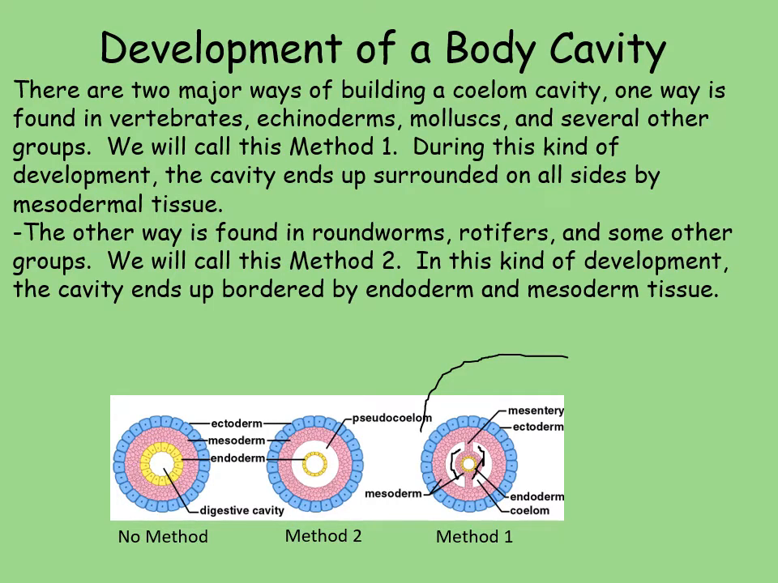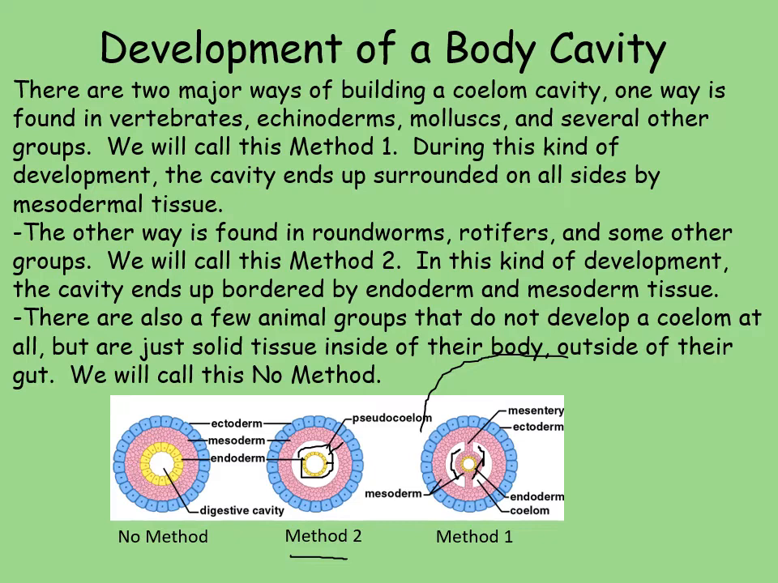The other way of building a coelom, a space outside the gut, is found in roundworms, rotifers, and some other groups. We can call this method two. In this type of development, the cavity ends up bordered on one side by endoderm and on the other side by mesoderm. So it's touching both mesoderm tissue and endoderm tissue, whereas in our type, method one, it's only touching mesoderm tissue.